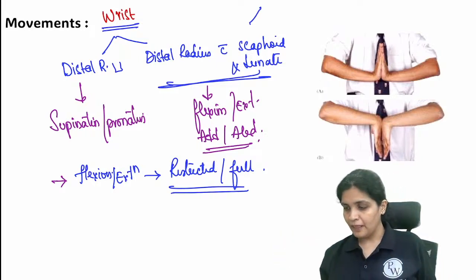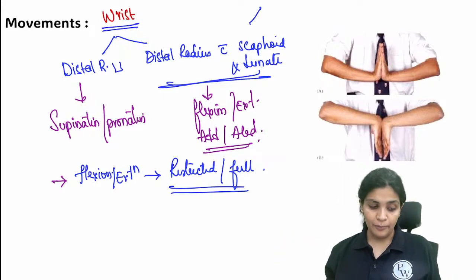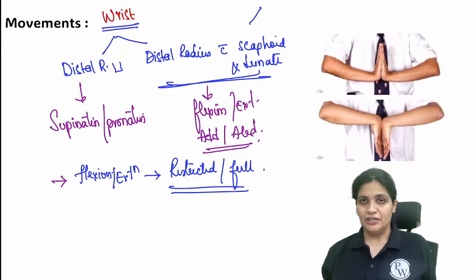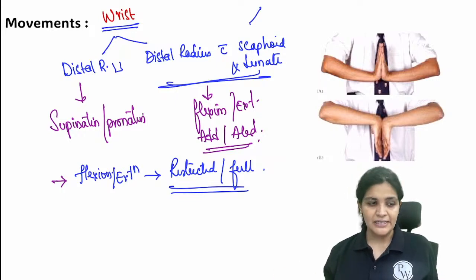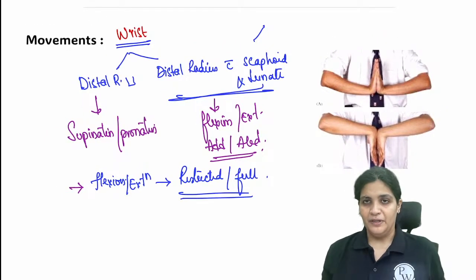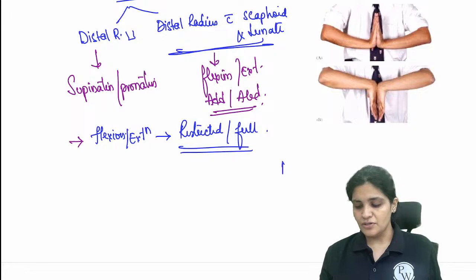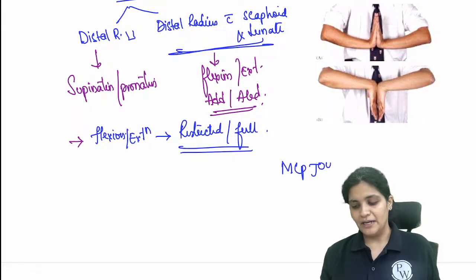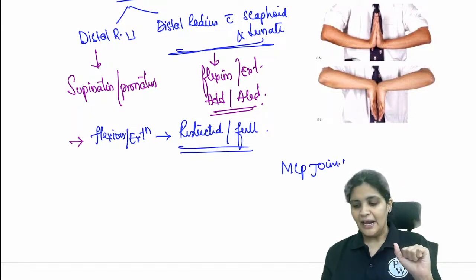Understood? But whenever you want to comment about the movements, what we use is flexion. So flexion is present or flexion is restricted. Extension is present or extension is restricted. That is how we comment about the movements, right? And again, you also have to see for the MCP joint movement, the metacarpophalangeal joint, and also the finger movement.